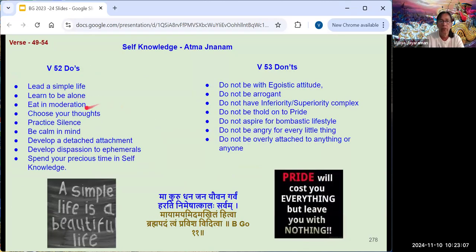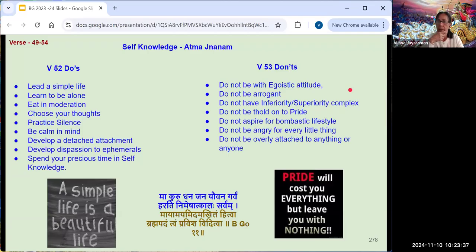52 is do's: lead a simple life, learn to be alone, eat in moderation, choose your thoughts, practice silence, be calm in mind, develop a detached attachment, develop dispassion to ephemerals, spend your precious time in self-knowledge. Do not be egoistic, do not be arrogant, do not have superiority or inferiority complex, do not hold on to pride.